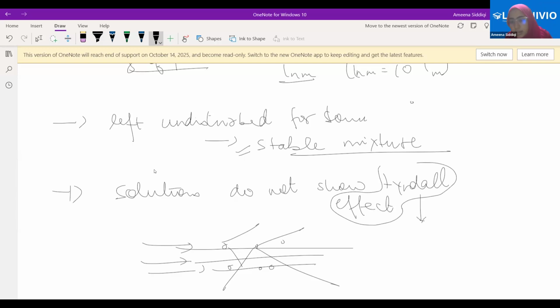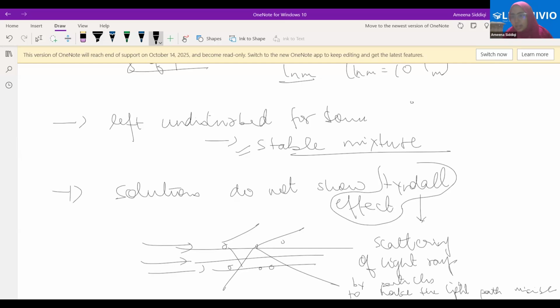Please write this down. Scattering of light rays by particles to make the light path visible. What do we mean by light path? The path on which the light is traveling.